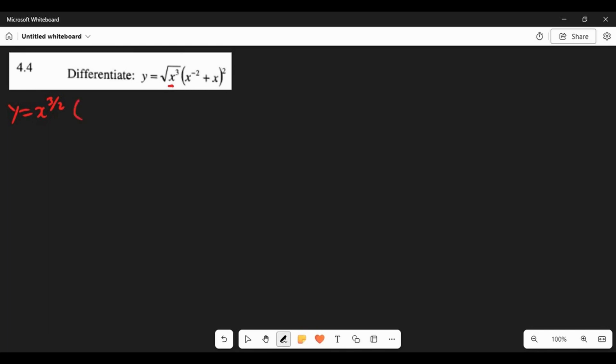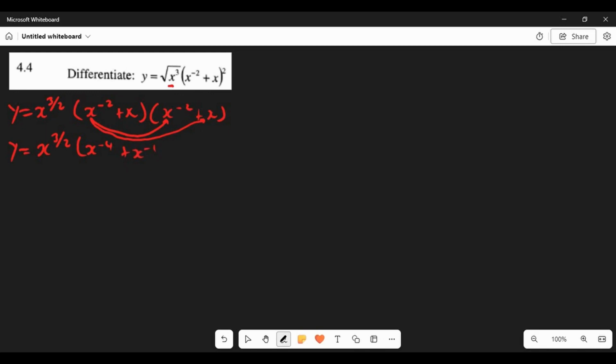And then we have two brackets. We have x to the power of negative 2 plus x. And then the second bracket, we have x to the power of negative 2 plus x. Let's not forget that there are two brackets multiplying each other there. So we continue on the next step. We're going to write this x to the power of 3 over 2 as it is. And then we do the FOIL on the next one. We're going to say x to the power of negative 2 multiplied by x to the power of negative 2. We're going to have x to the power of negative 4. And then you continue, you say x to the power of negative 2 multiplied by x. You're going to have x to the power of negative 1.